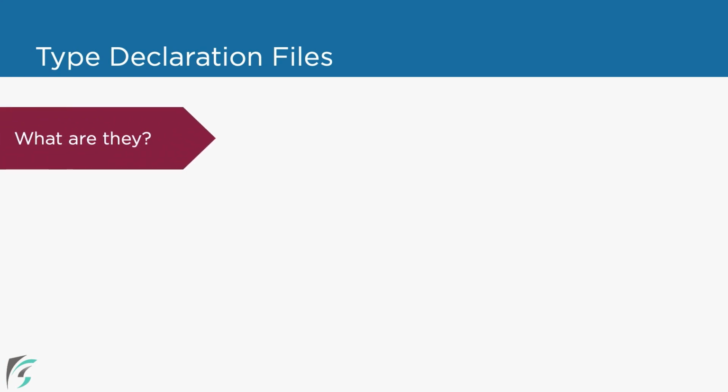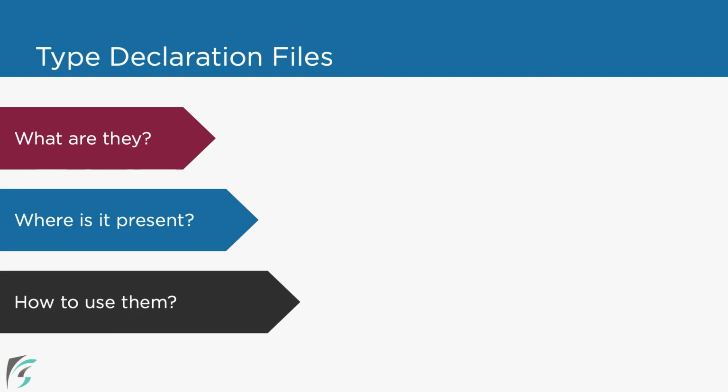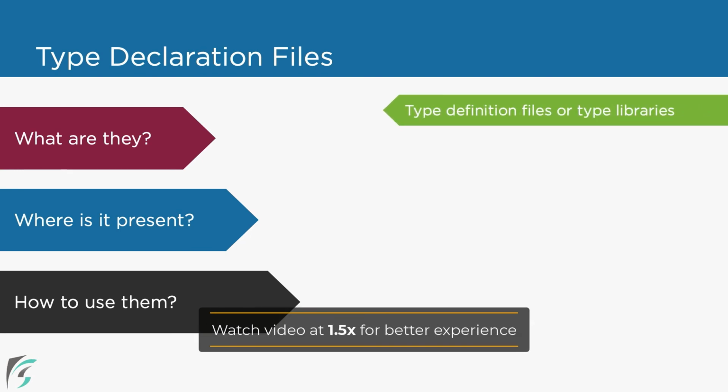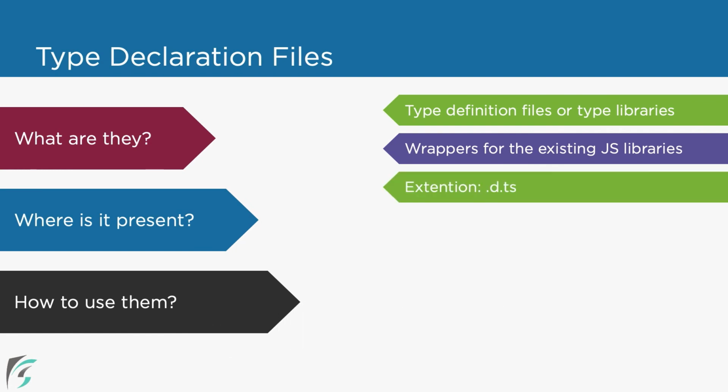In this chapter, we will see what the type declaration files are, where we can get them from, and how we can use them. Well, speaking about what type declaration files are, these are referred to as type definition files or type libraries. These are the wrappers for the existing JavaScript libraries. We define the type declaration files with the extension d.ts.